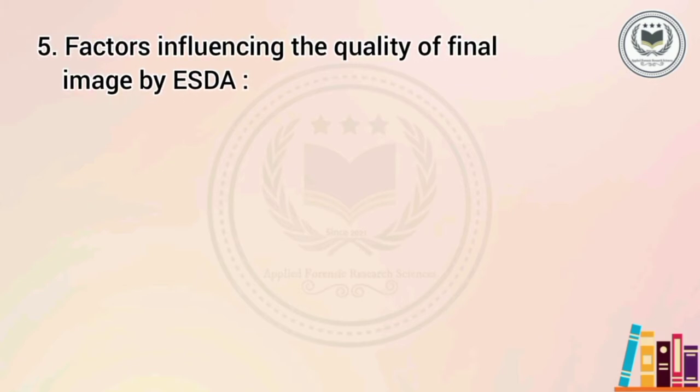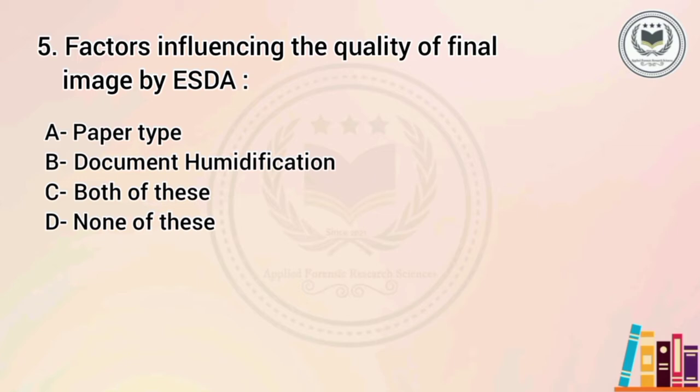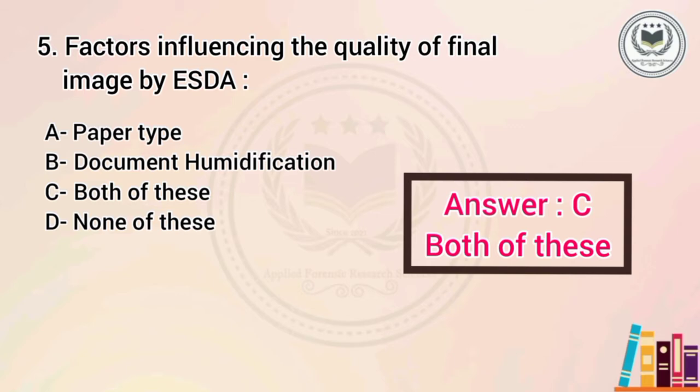Now the next question is question number 5. Factors influencing the quality of the final image by ESDA. Option A paper type, Option B document humidification, Option C both of these, Option D none of these. The correct answer is Option C, both of these. The paper type and the document humidification are both factors which affect the quality of the final image by ESDA.